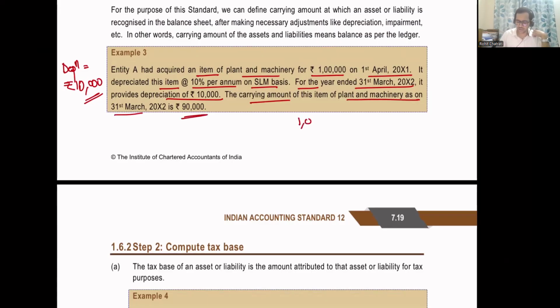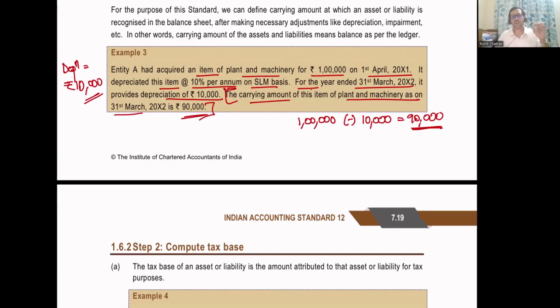How is it 90,000? You have 1 lakh less 10,000 of depreciation, which is equal to 90,000 of carrying amount. All right. The question over here basically required us only to find out the carrying amount, which is a very, very easy question. Obviously, the carrying amount is 90,000. Every year, the carrying amount will keep reducing by 10,000.